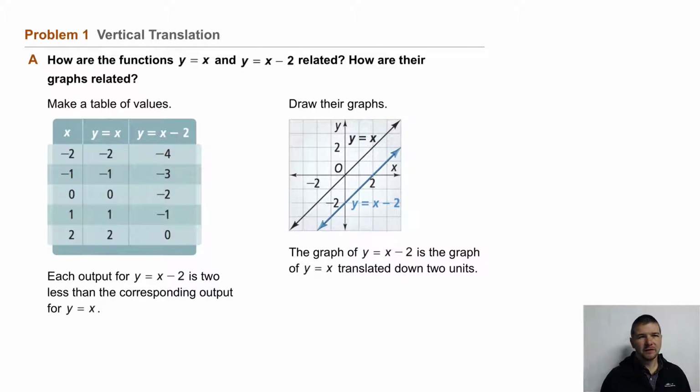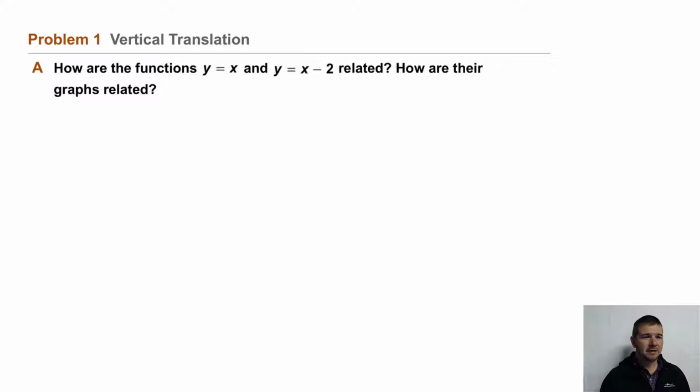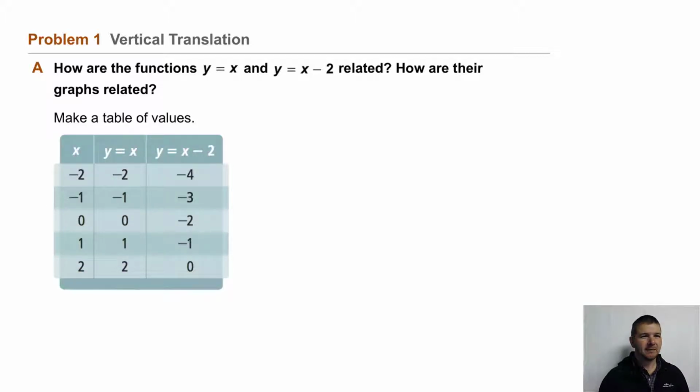Problem 1, vertical translation. Part A. How are the functions y equals x and y equals x minus 2 related? How are their graphs related? Well, first, we can make a table of values.